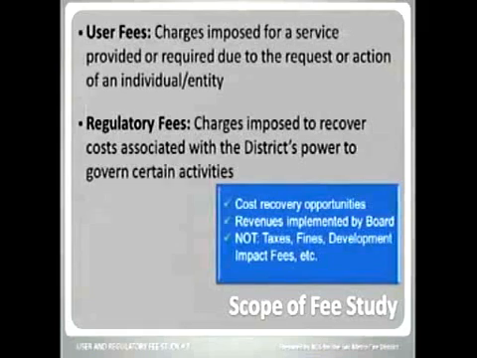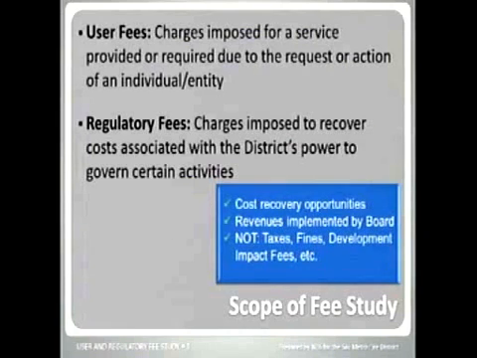There is a difference between a user fee and a regulatory fee. A user fee is a charge imposed for a service provided or required due to the request or action of an individual or entity. It's a voluntary service, and a regulatory fee usually has some type of enabling legislation or requirement behind it that requires action of the district to regulate an activity. Overall, these are cost recovery opportunities.